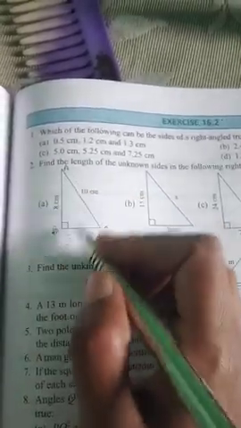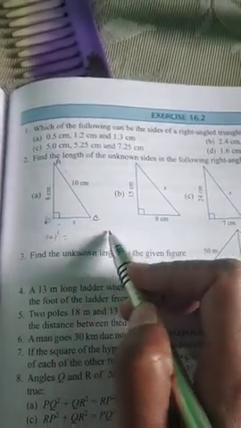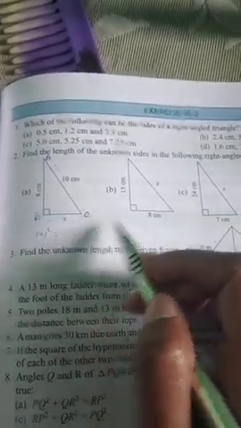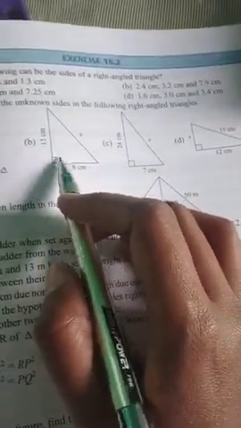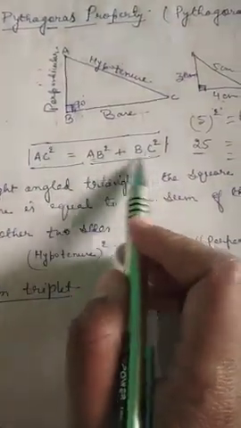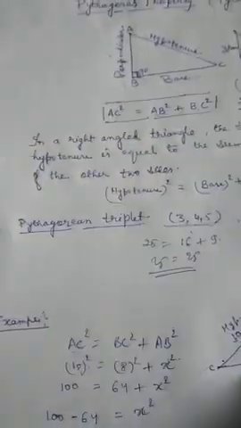So AC square is what? 10 square will be equal to 8 square plus x square. You will find out the value of x. All the questions you have to do like this. But always remember, hypotenuse will be alone on one side, because hypotenuse square is equal to the sum of the squares of the two sides. Got it? Now one more type of question can come.